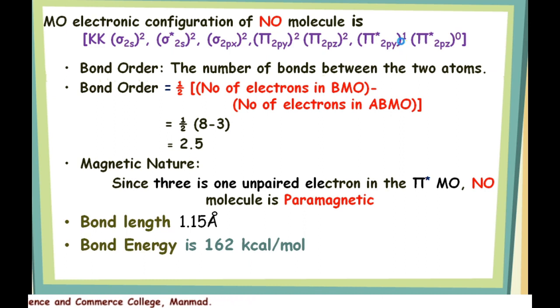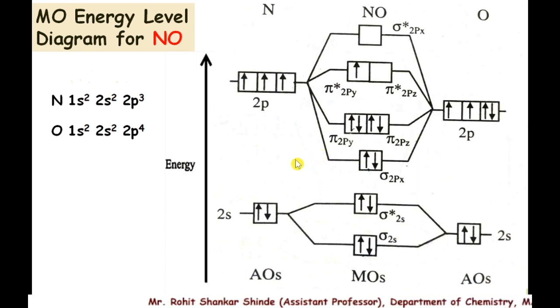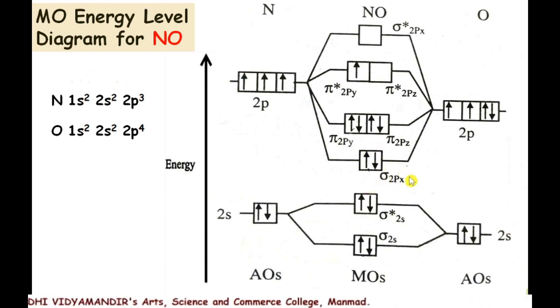This is the configuration. In case of NO, there are total 7 plus 8, 15 electrons. As we have seen in the earlier video lecture, if any molecule possesses greater than 14 electrons, then there is no sp interaction, and that's why sigma 2px possesses lower energy than the degenerate molecular orbitals, that is pi 2py and pi 2pz.